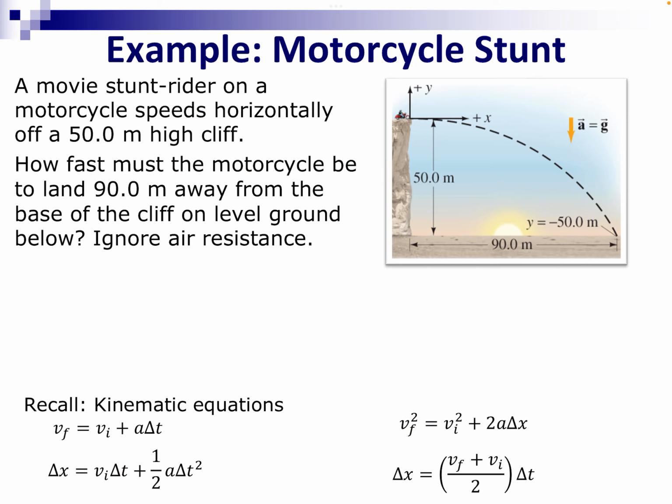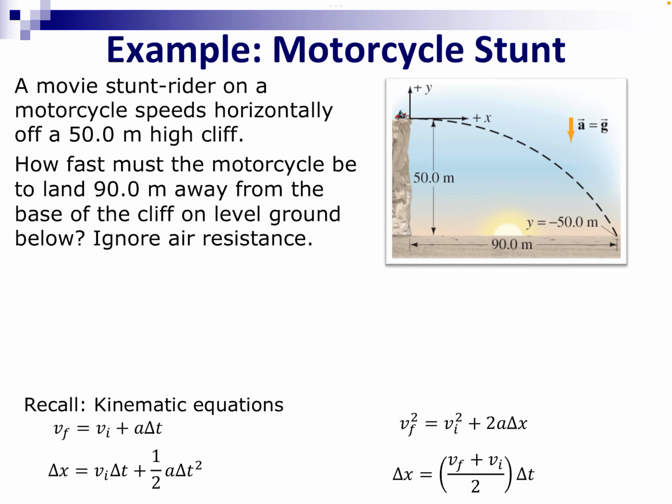All right, so let's just end this lecture with an example, okay, to see how to deal with projectile motion. So you have here a movie stunt rider on a motorcycle who speeds horizontally off a 50-meter high cliff. So as you can see in this illustration here, the cliff is 50 meters high. That's the vertical distance of the cliff. How fast must the motorcycle be to land 90 meters away from the base of the cliff on ground level? So as you can see in this figure here, 90 meters is the horizontal distance or the range of the projectile motion. So you have two distances here, one vertical, 50 meters, and one horizontal, 90 meters, which is also the range.